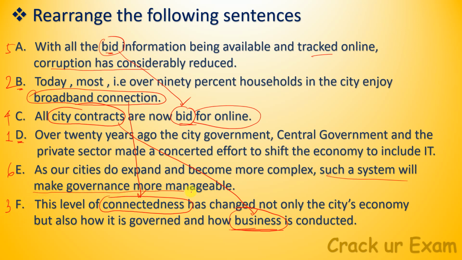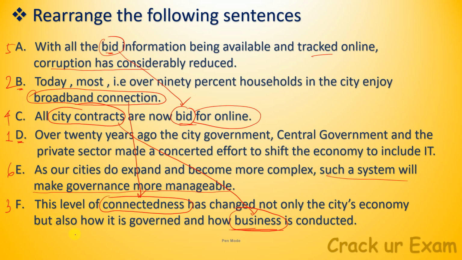As I have already mentioned, conclusion means the result of something. As a whole we can say, as a result we can say, whatever we have done in connection with information technology will make governance more manageable. So this is your concluding sentence. So what is the correct order of this rearrangement?